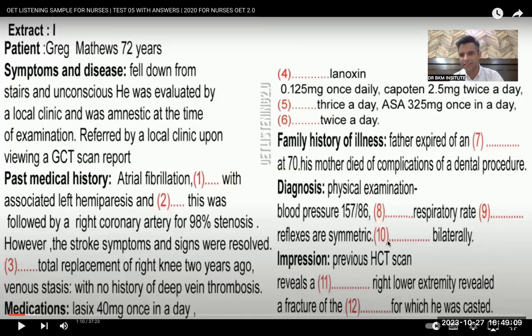Then reflexes are symmetric bilaterally. Bilaterally means on both sides, like if it is on the left side, it is also on the right side. So these are the common things you should know, that what kind of listening have you got today.